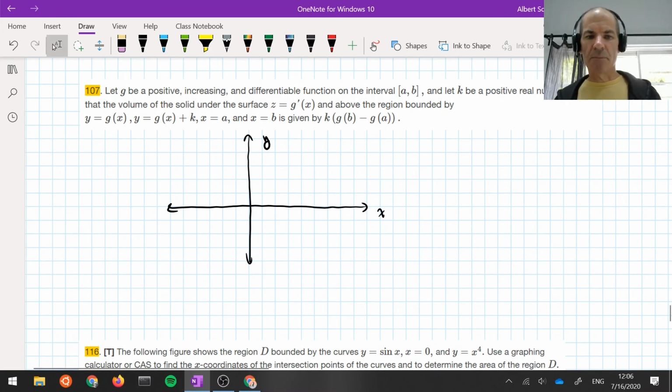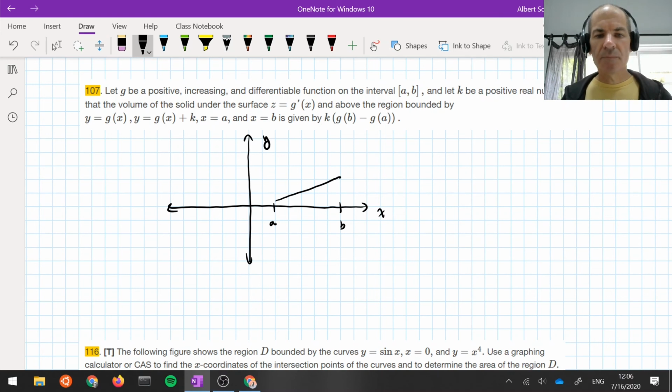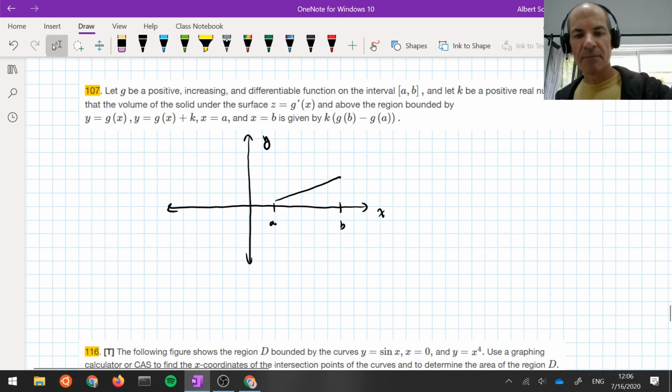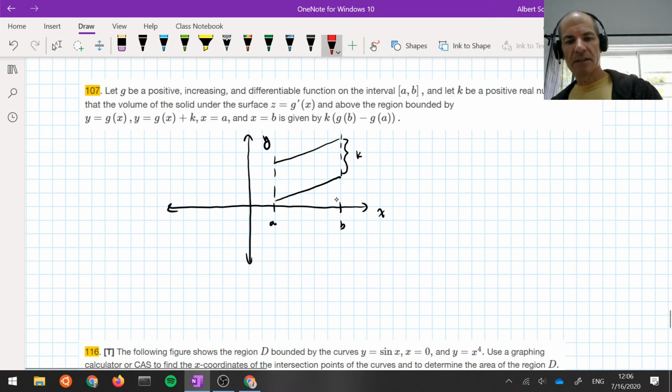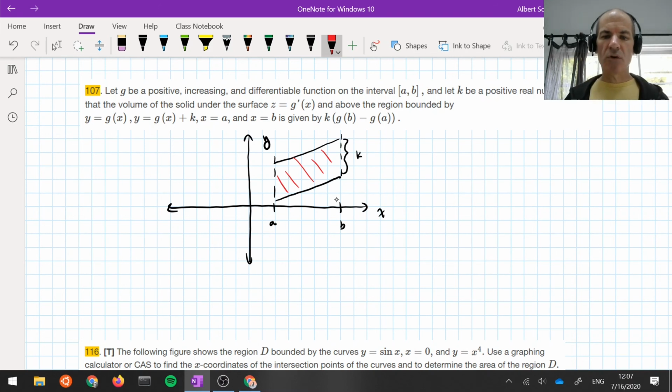So we're given that g is a positive and increasing function on the interval from a to b. I don't really care what it looks like other than that it's above the x-axis and it's increasing. So it's going to look something like that. And then we're also going to look at the curve g of x plus k, where k is a positive real number. So that means take this increasing guy and move it up by a distance of k, like that. And then we're going to bound it on the left by x equals a, bound it on the right by x equals b. And we now see this sort of generic region that's being described.